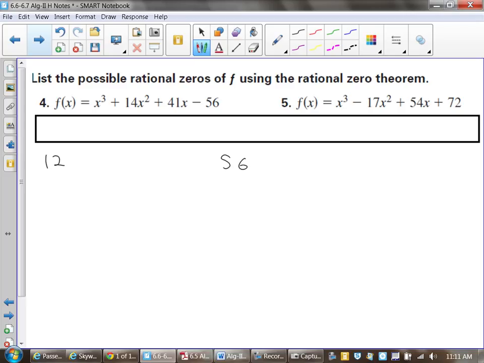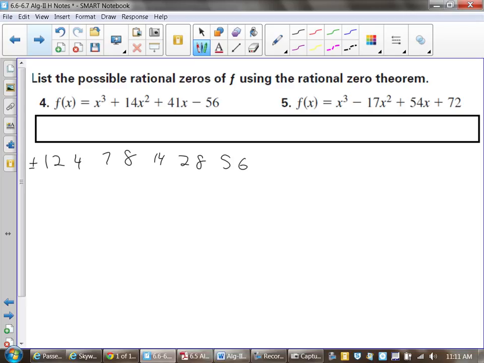I was thinking 2, and what would that be? 28. 3 doesn't work. 4 and 14. 5 doesn't work. 6 doesn't work. 7 and 8. And I would be doing that, and they would all be plus or minus all the way across. So you'd have to check all of those to find out which one works.